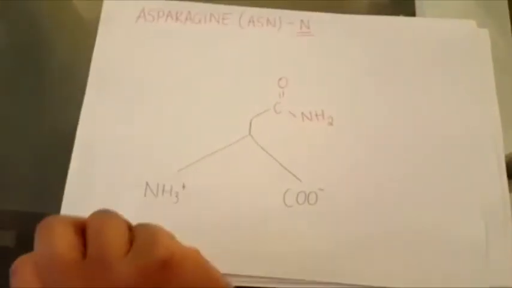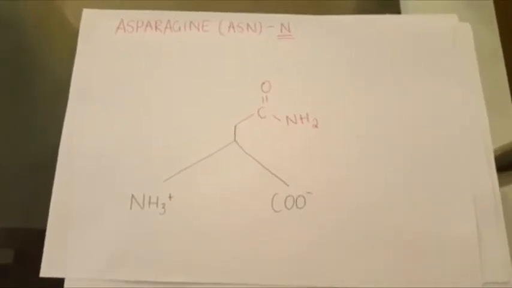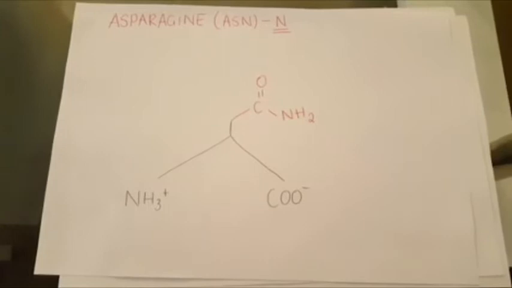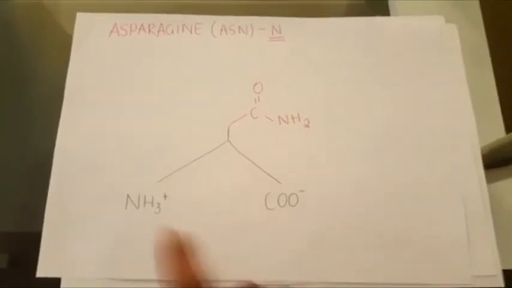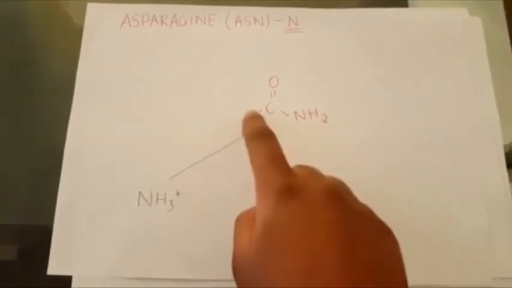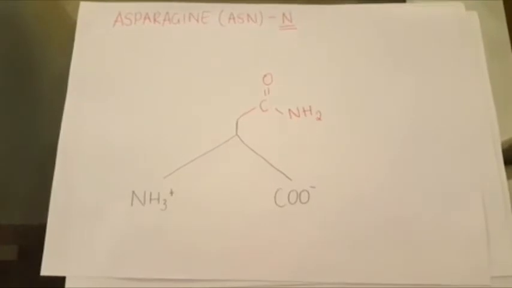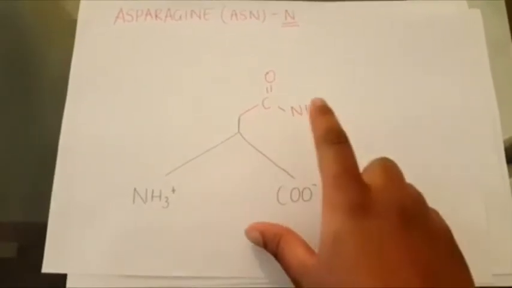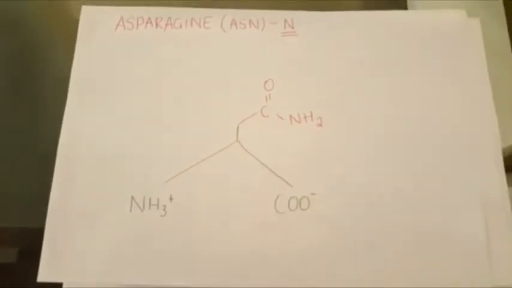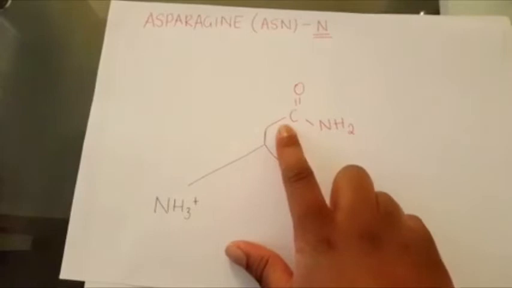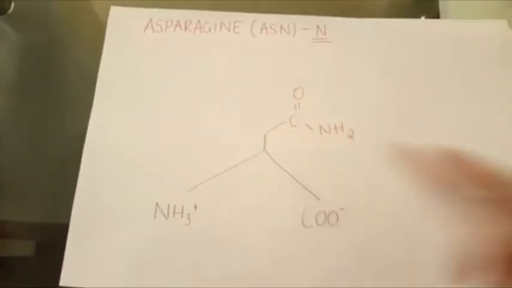The next is asparagine, and the 3-letter abbreviation for this is ASN, and the 1-letter abbreviation for this is N. And it has the same as I explained before. However, this one has a carbamide group, which basically just consists of an extra carbon, main carbon here, the double bond O, and the NH2.